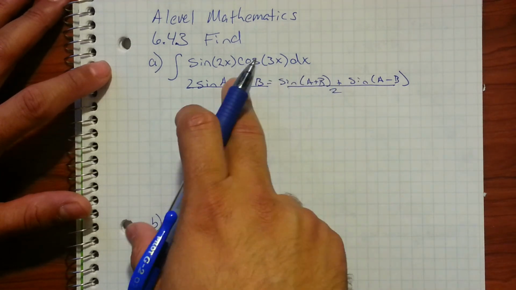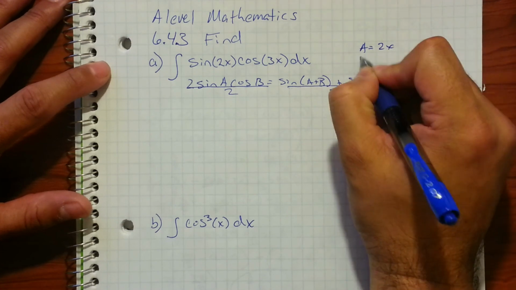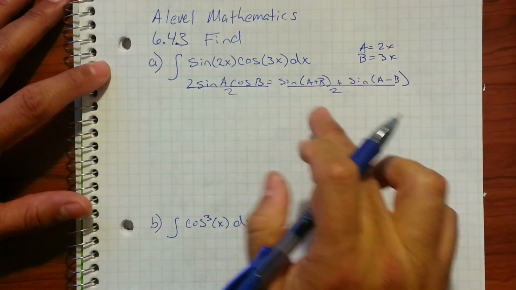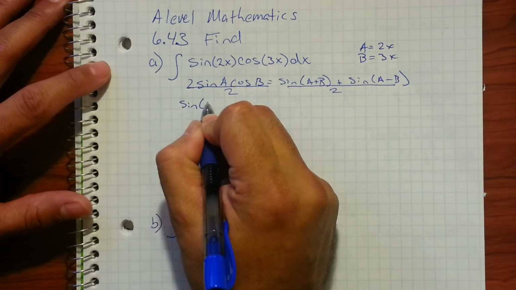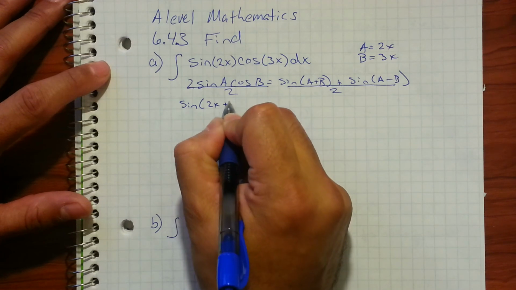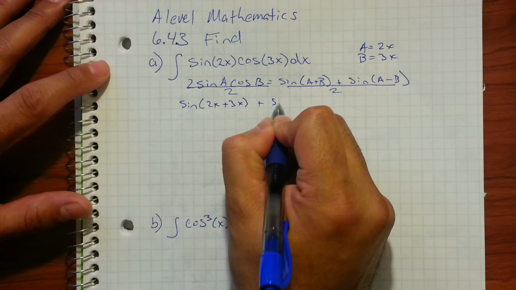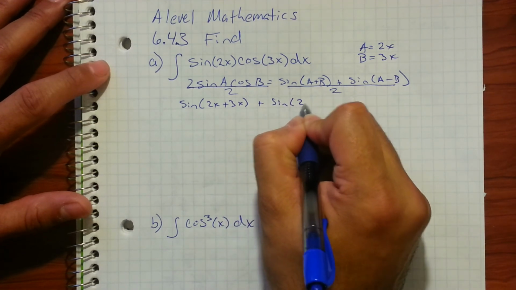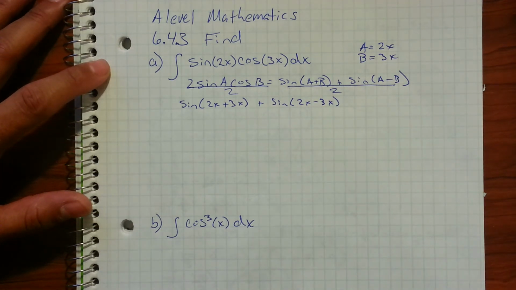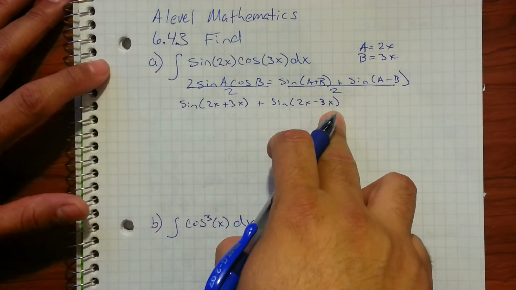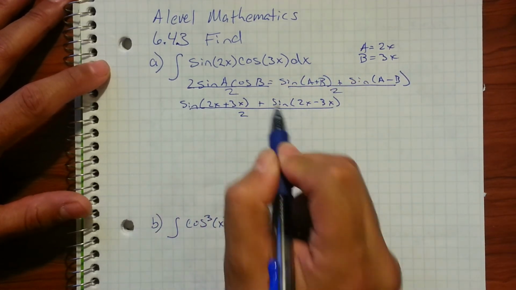So whatever I get here, I'm going to end up having it over 2. So I'm going to substitute this. So now let's call A my 2x and B my 3x. So I'm going to have sine of 2x plus 3x plus sine of 2x minus 3x. Okay, so I have all that right there, and it's all going to be over 2.